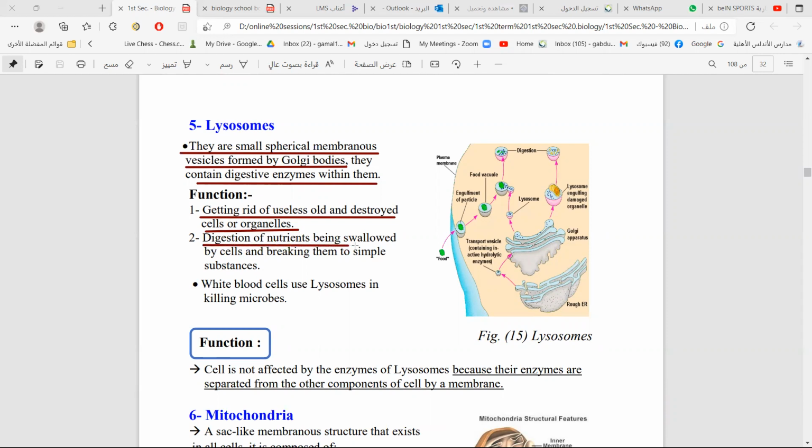They also digest nutrients swallowed by the cell, breaking them into simple substances. White blood cells have a large number of lysosomes because they help in killing microbes. Lysosomes are found more in white blood cells.